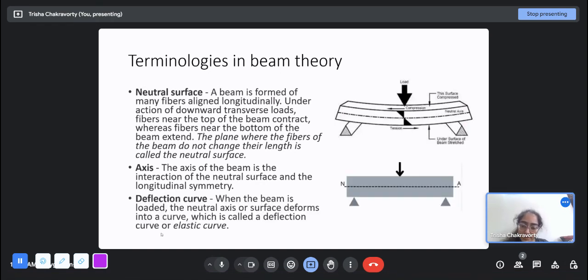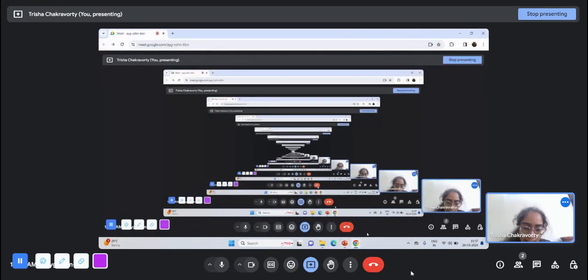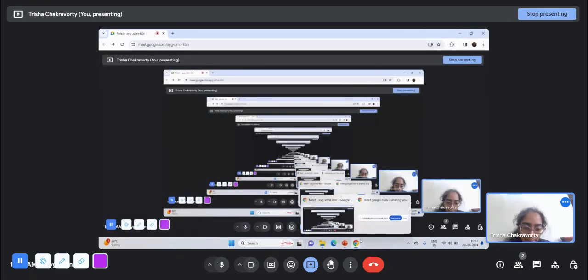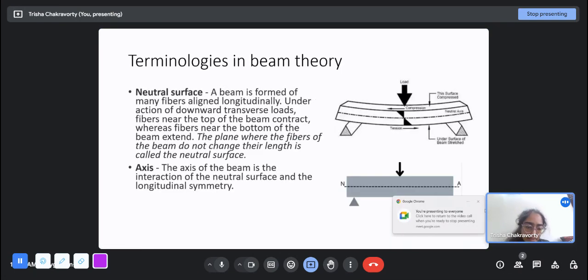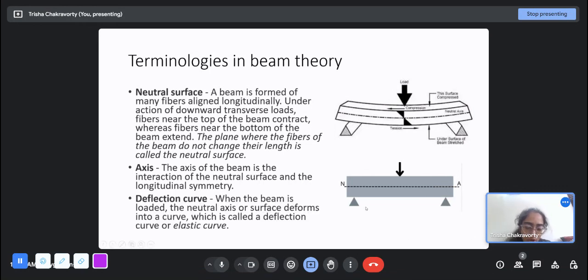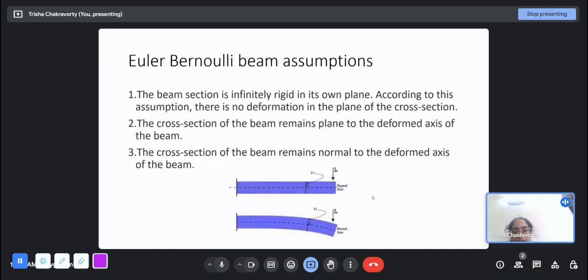And deflection curve: when a beam is loaded, the neutral axis or surface deforms into a curve, which is called the deflection curve or elastic curve. It is basically the variation of y, or w, with respect to x. Sometimes we say w or y is the vertical displacement, and it varies with x as x goes from this point to this point. At every x there will be a certain amount of vertical deflection. That y of x or w of x equation is basically the elastic curve.